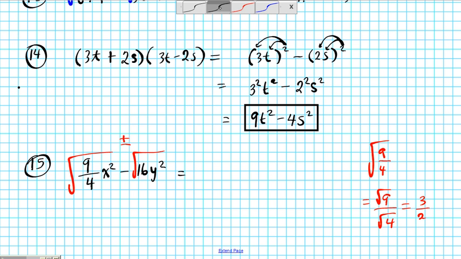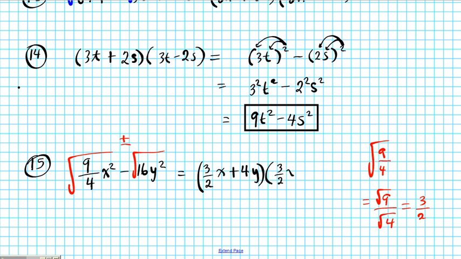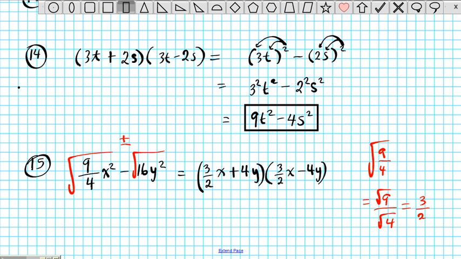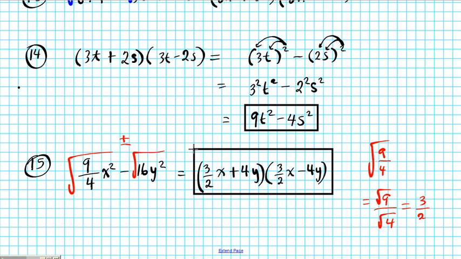So let's do it. If I square root 9 over 4, I'm going to have 3 over 2. And when I root x squared, I get x. So that plus 4y. Then we're going to multiply it by 3 over 2 x minus 4y. Alright, and that's the factored form of the expression we just did. So there you have it.